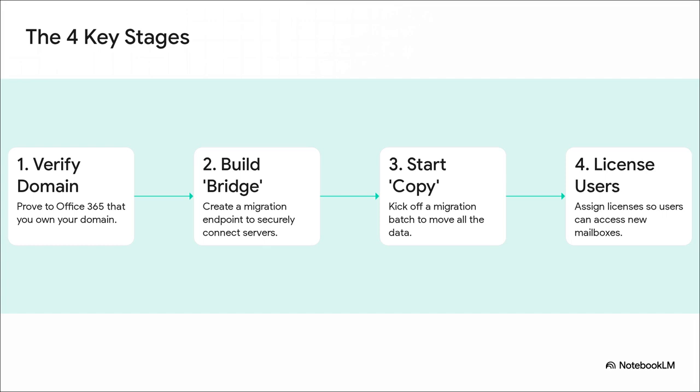First, you got to prove to Office 365 that you actually own your company's domain name. It's a quick verification thing. Second, you build what's called a migration endpoint, which is basically a secure digital bridge connecting your old server to the cloud. Third, you kick off the migration batch. This is the heavy lifting, where the system starts copying all that data in the background. And finally, once that's all done, you just assign the Office 365 licenses to your users so they can log in.